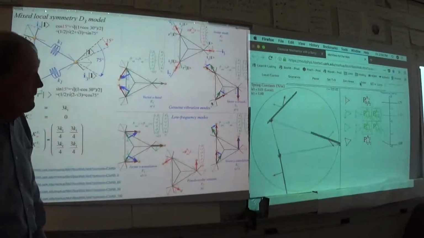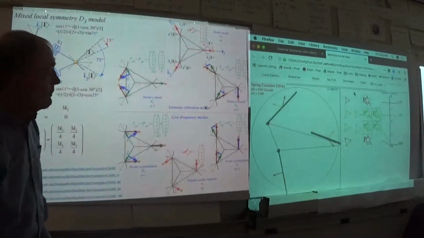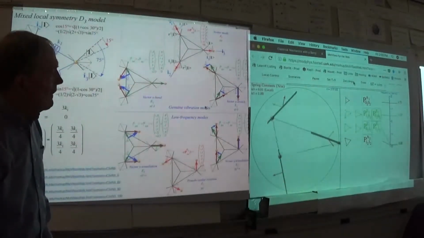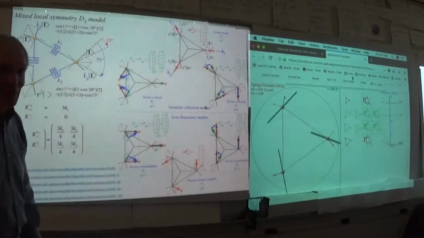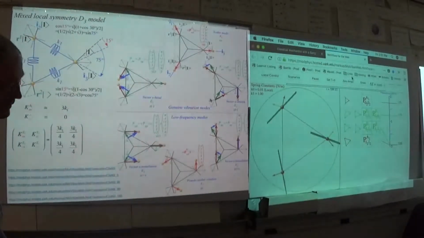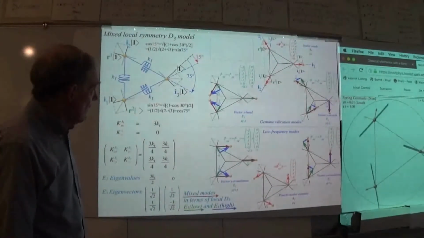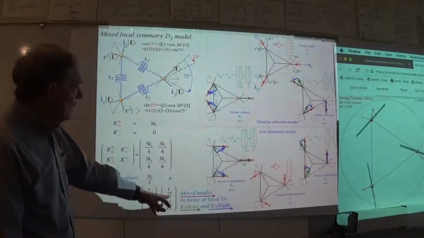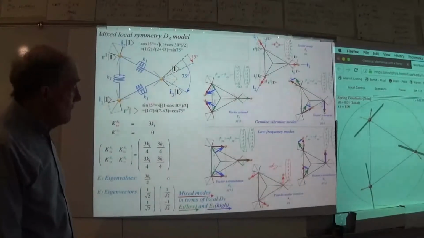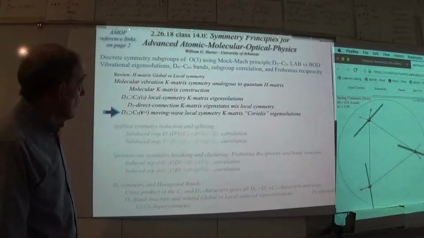Just to keep you from getting dizzy, let me zero the amps on that one. I'm going forward on this guy right here. So I'd say these are mixed modes, very much so.